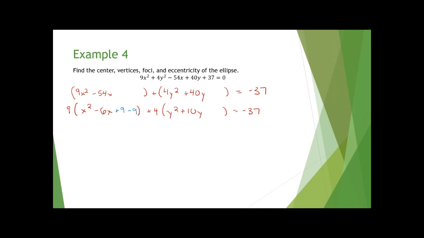Now I'm going to do the same thing with the next group I have. Half of 10 is 5. 5 squared is 25. So I'm going to add 25 and subtract 25.